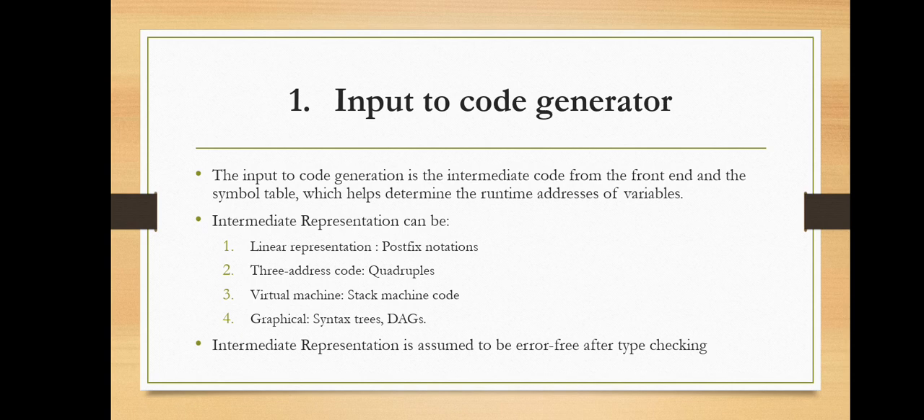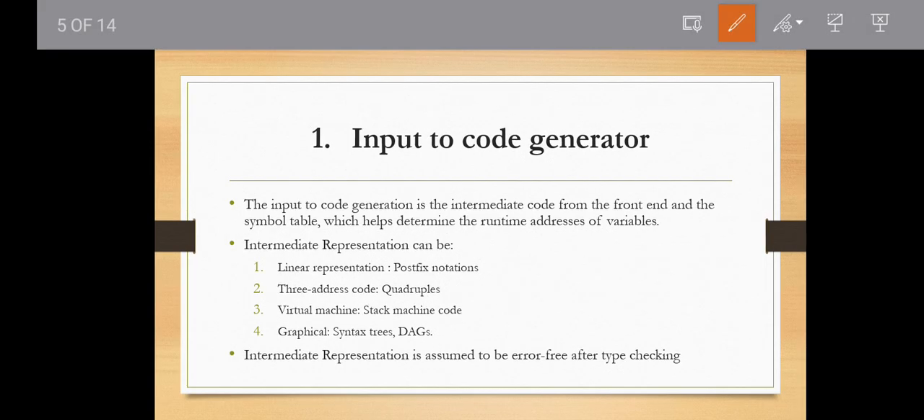So the first design issue of code generator is input to code generator. The input is an intermediate representation of the source program which is produced by the front end. How does the intermediate code look? It looks like a linear representation, just like a postfix expression. The intermediate representation can be linear representation, three address code, virtual machine code, or graphical representation, meaning syntax tree and DAG. DAG means directed acyclic graph.